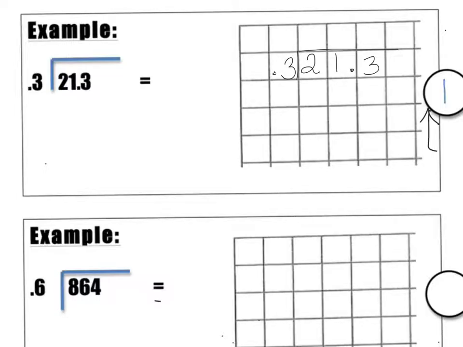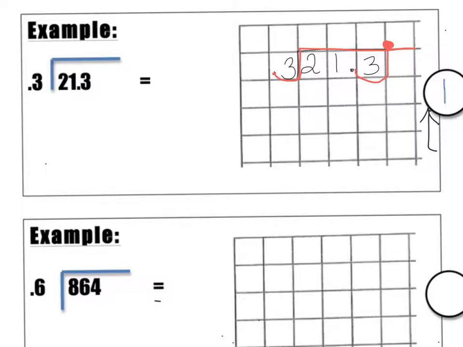The first thing you want to do is bump the decimal. This one needs to bump 1 place to make it a whole number. Whatever you do to the divisor, you need to do to the dividend. Move it over 1 place, and then while you're moving it over, just bring it straight up and place it on the roof. I'm going to make it kind of big so it's obvious. And then divide like normal.